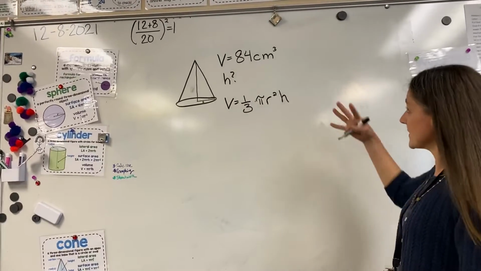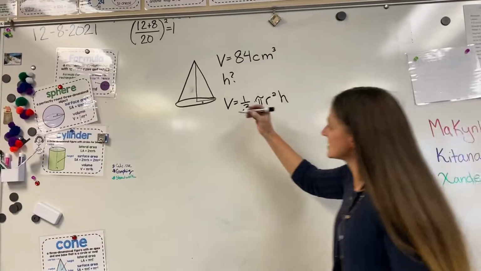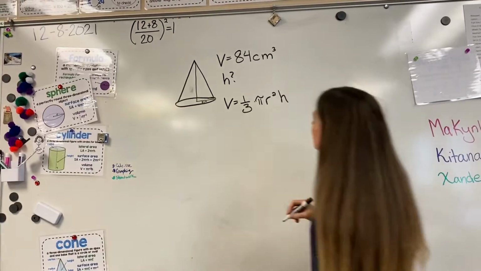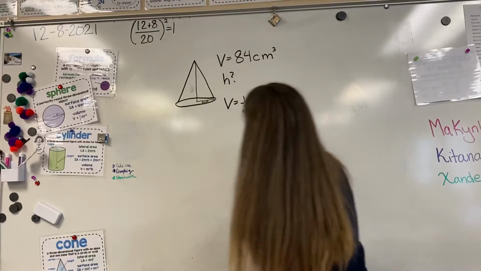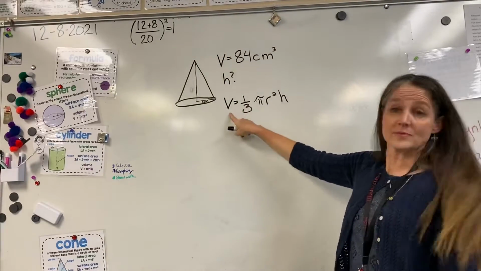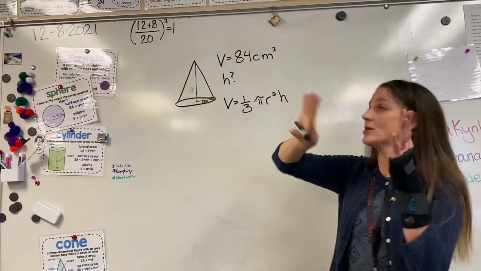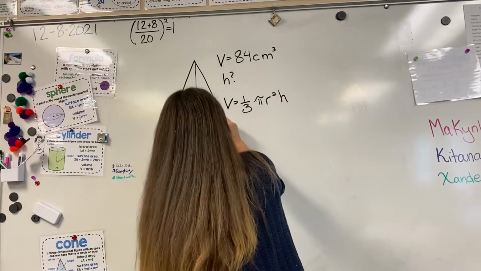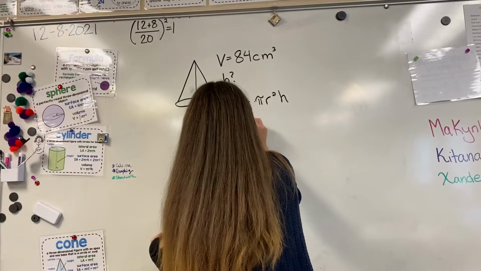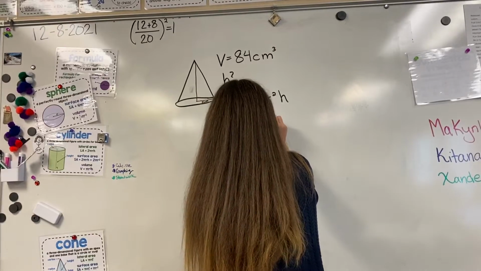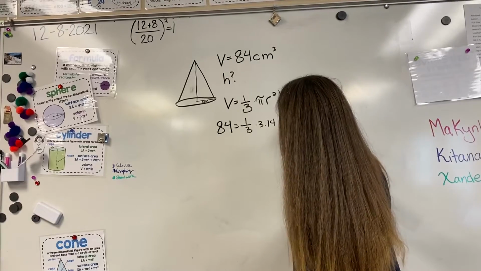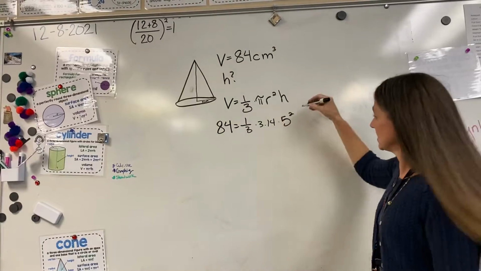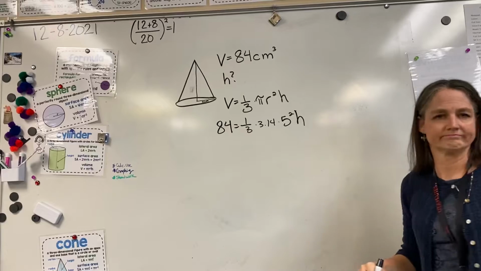I'm going to substitute in, this is 5 centimeters. I do need to be consistent. Do I know the volume this time? Yes, the volume is 84. 1/3 is still 1/3. Pi is 3.14. Do I know the radius? Yes. So times 5 squared. Do I know the height? No. Well, that's a problem.